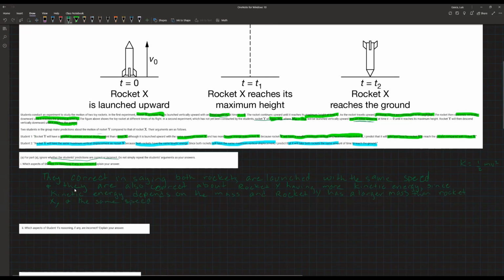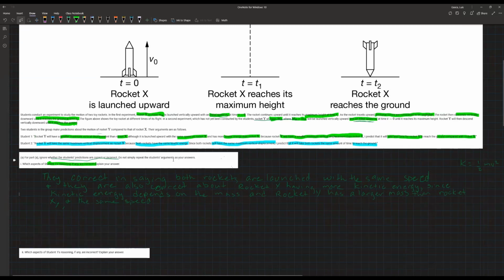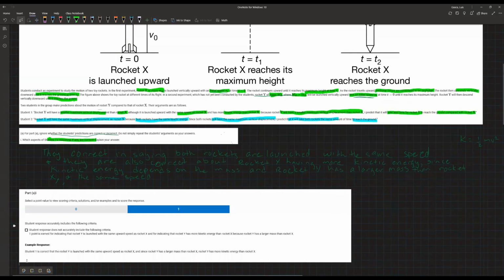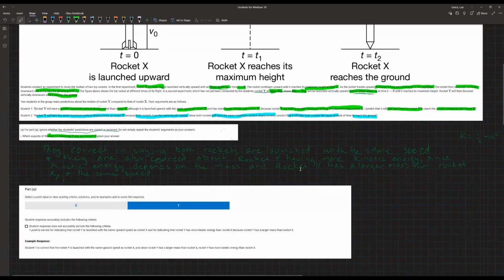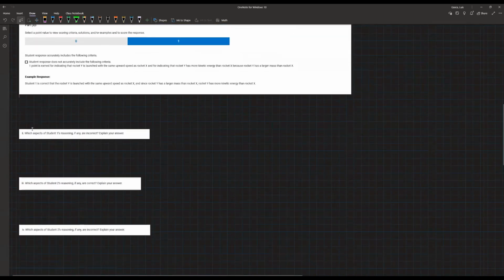So I'm going to go ahead and paste here what the College Board was kind of looking at here. Let me move to the select tool. Let me click on this. That'll push this guy down, and let me go ahead and paste this feature here. And so they were saying, okay, student one is correct that rocket Y is launched with the same speed as rocket X, and since rocket Y has a larger mass than rocket X, rocket Y has more kinetic energy than rocket X, and that's it. Okay, let's go ahead and look at the next one.